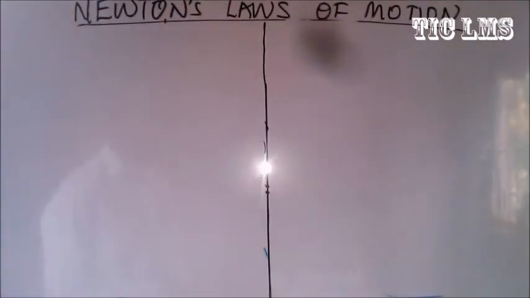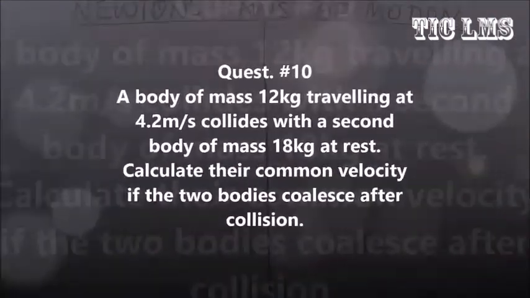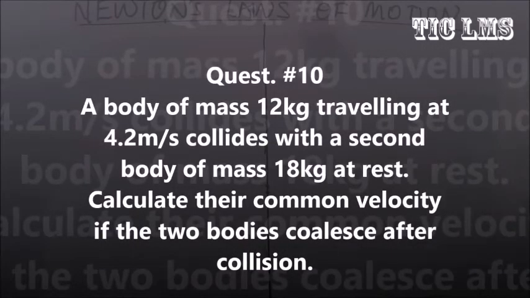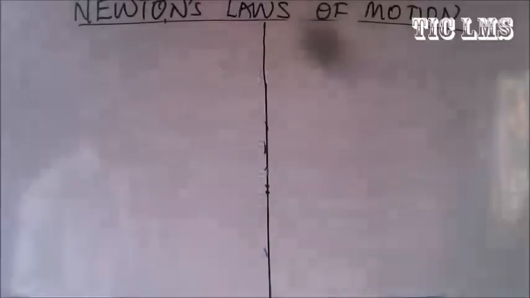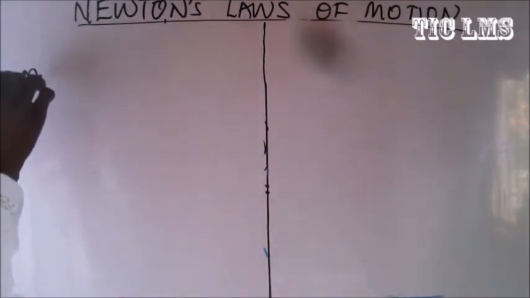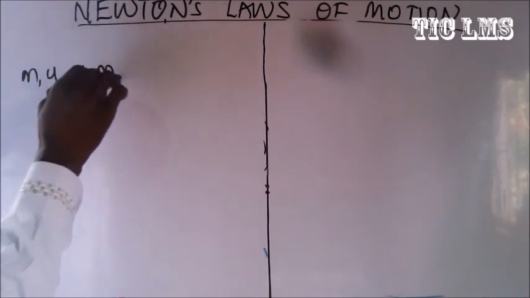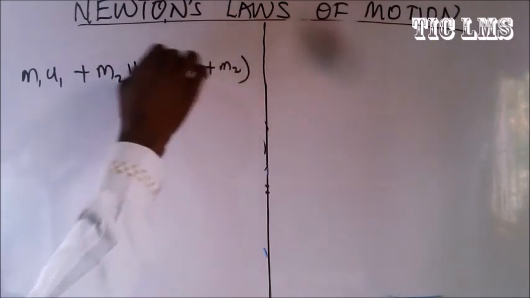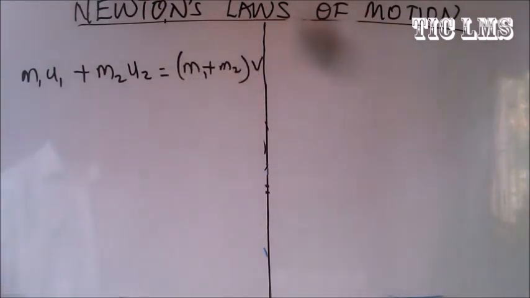Yeah, this next question says, a body of mass 12 kilogram traveling at 4.2 meters per second collides with a second body of mass 18 kilogram at rest. Calculate their common velocity if the two bodies coalesce after collision. So we have two bodies. A body is moving and the other one is at rest. So we bring our formula, which is m1 u1 plus m2 u2 equal to mass m1 plus m2 into bracket v. We use this because they joined together and they moved in one direction.